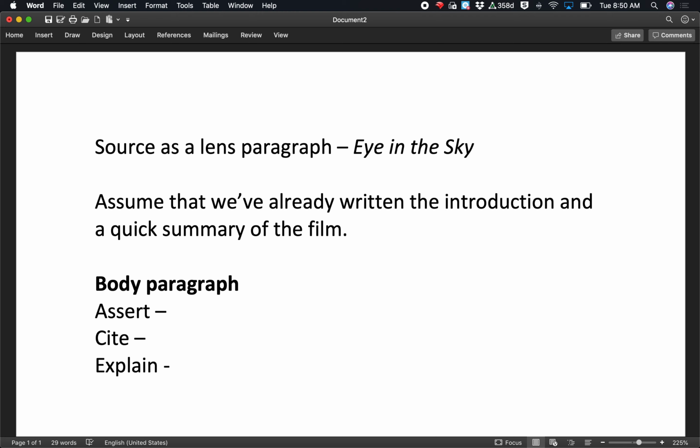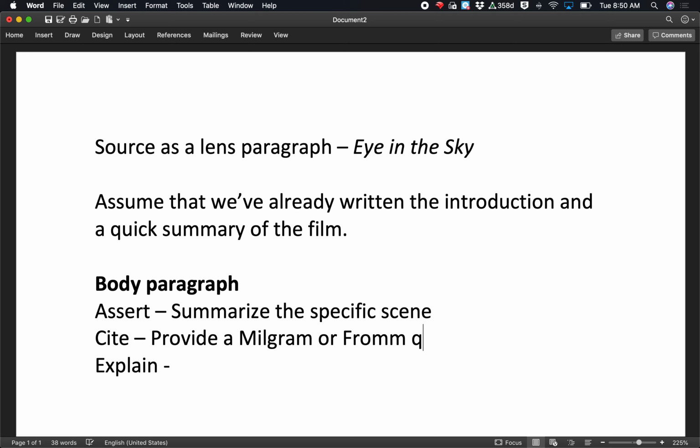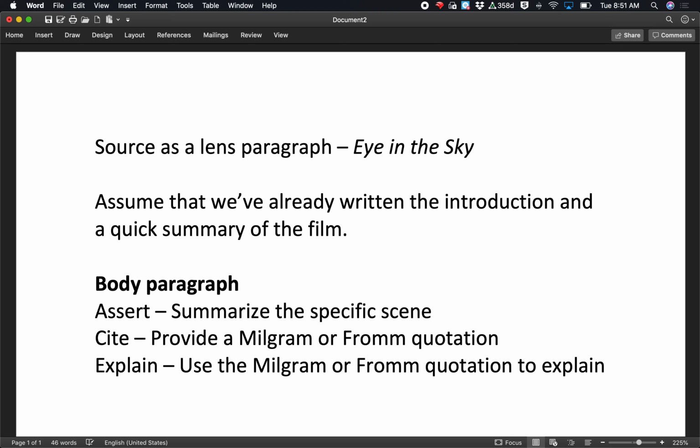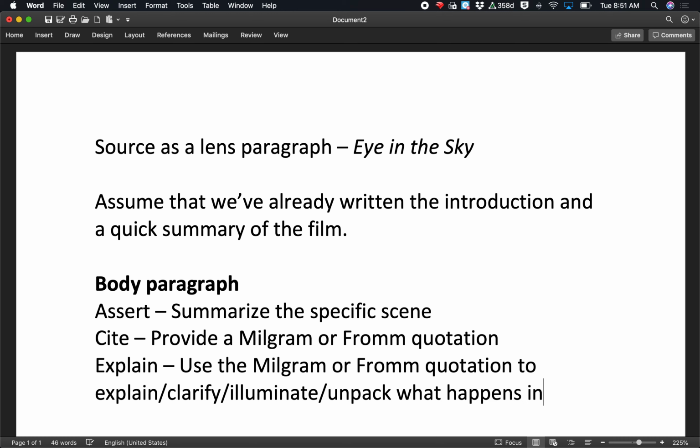So in the assert portion, you summarize the specific scene. In the cite, you provide a Milgram or Fromm quotation. And in the explain, you use the Milgram or Fromm quotation to explain, or you can think of it as clarify, illuminate, unpack what happens in the scene.